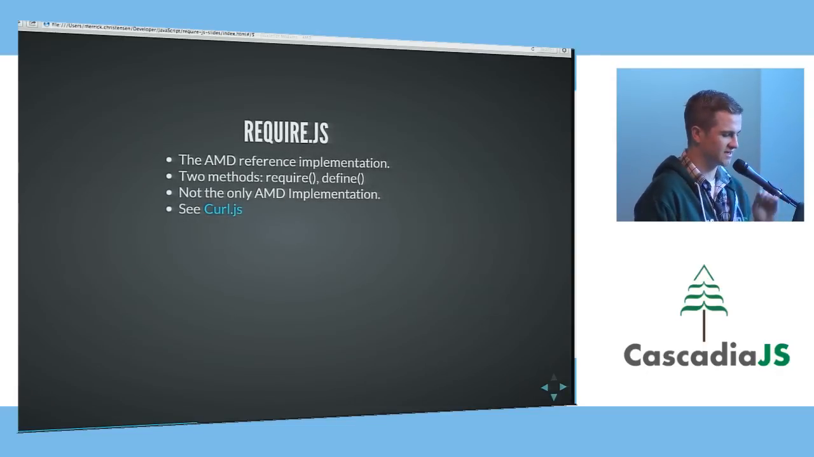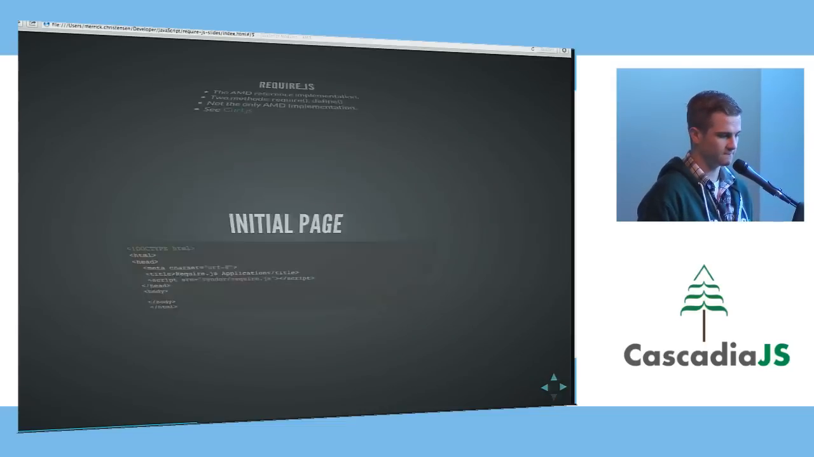So RequireJS, like I said, is the reference implementation for AMD. If you want to know how AMD is supposed to work, you will check out RequireJS. It installs two methods on your browser, a require function and a define function. And again, it's just an implementation of the specification. There are other implementations like curl.js. LinkedIn now has one. There's one called Cajun. There's a Node one, etc.